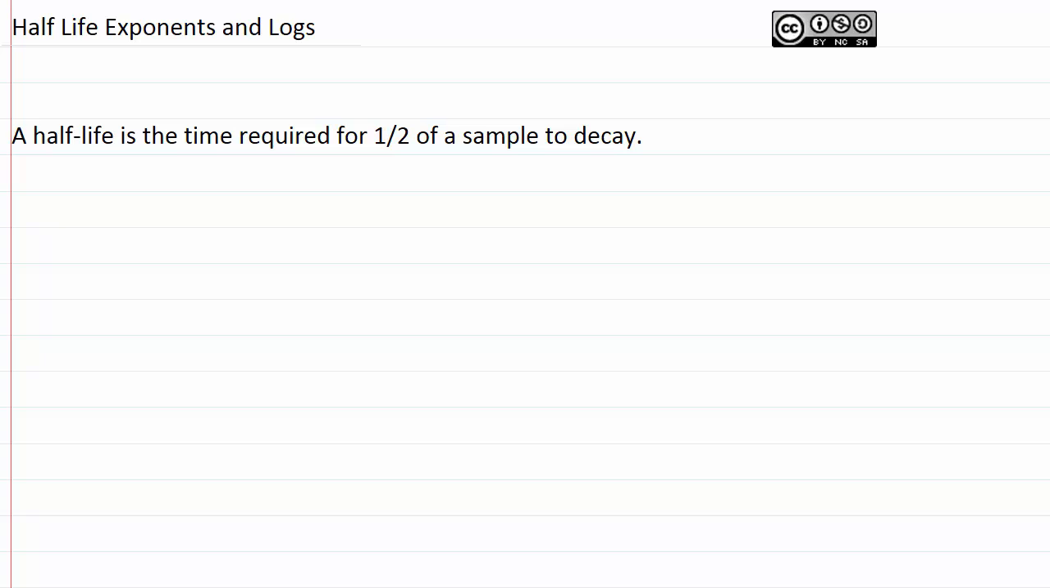Alright, so today we're going to talk about using some exponents and logs in order to calculate some half-life problems. First thing I want to do is talk about half-life. Half-life is the time it takes for half the sample to decay. So half-life is always some unit of time. And that time could be hours, minutes, years, or seconds. Okay, any unit of time could be a unit of half-life.